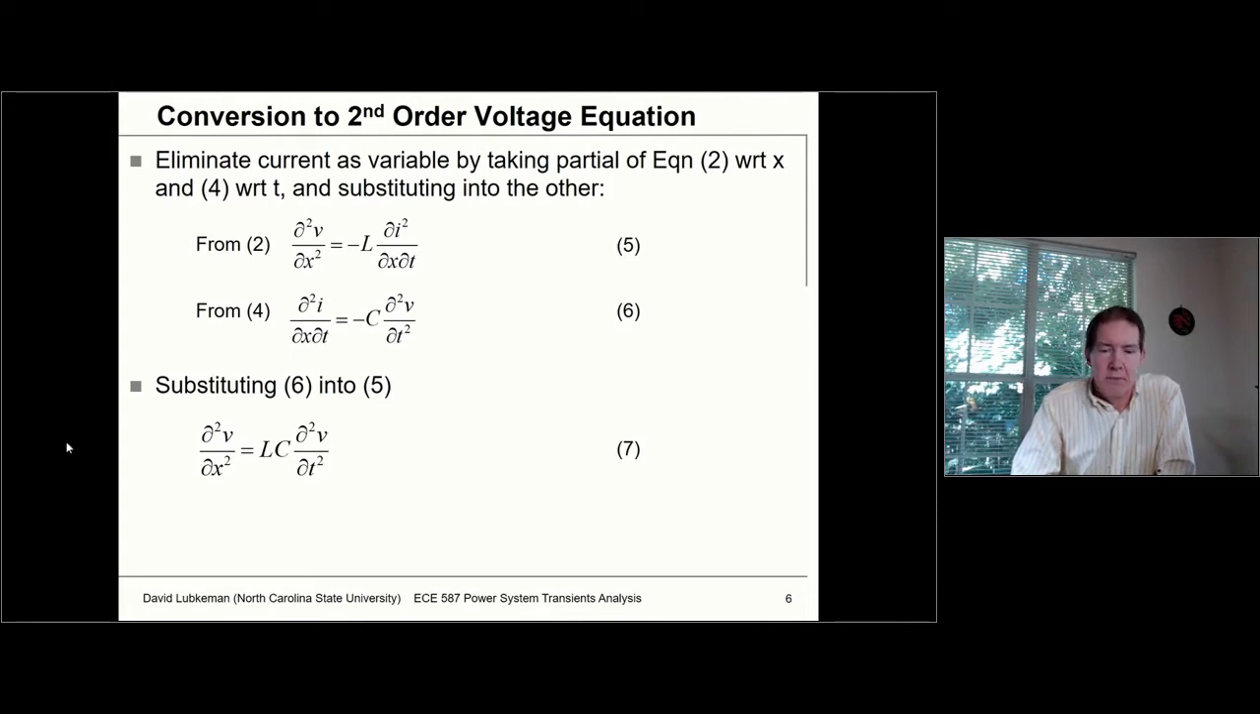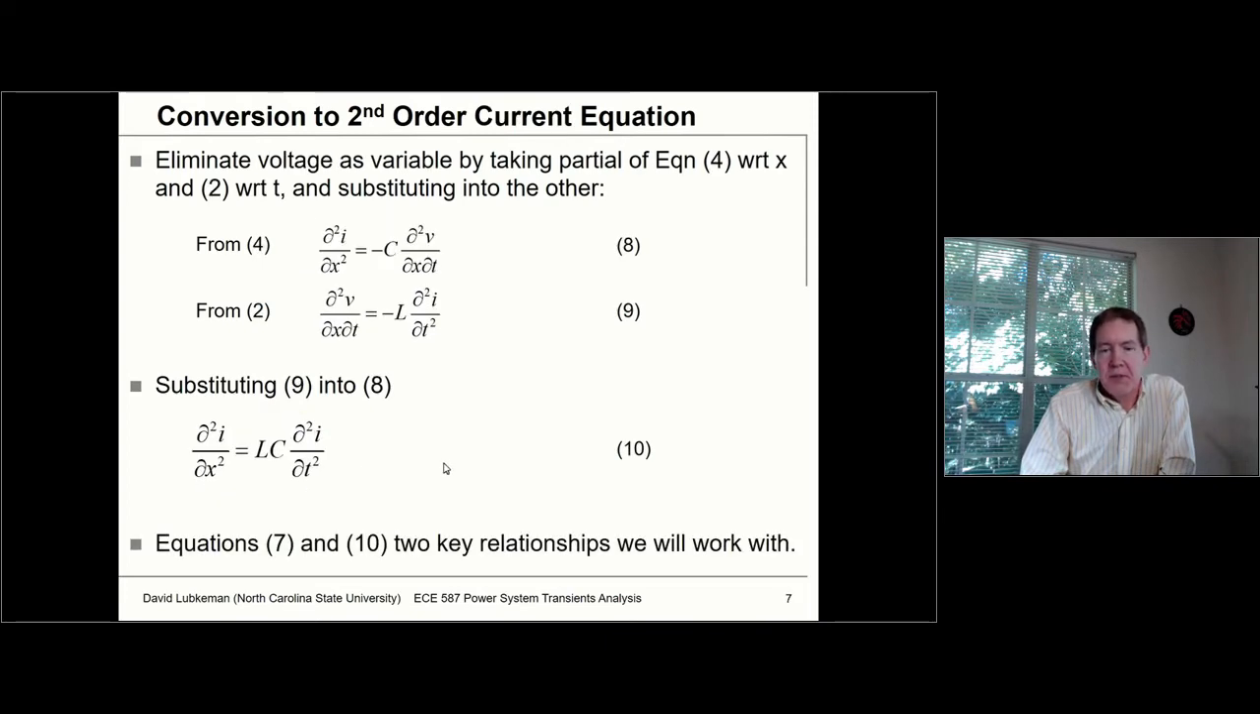t squared. And if you substitute 6 into 5, what you come up with is this very famous first equation, which is basically relating the second partial of voltage with respect to position x, which is going to be L times C times the second partial of voltage with respect to time. Okay, so this is the first of the two telegrapher equations.